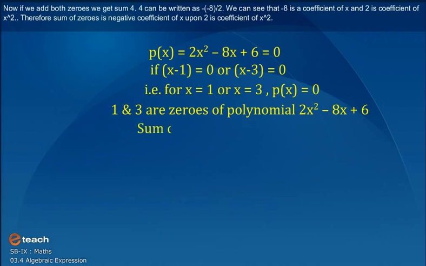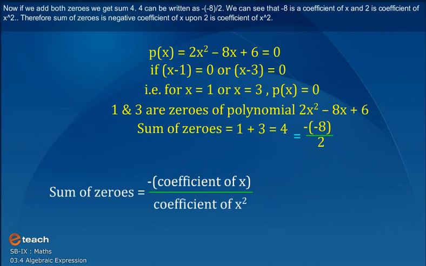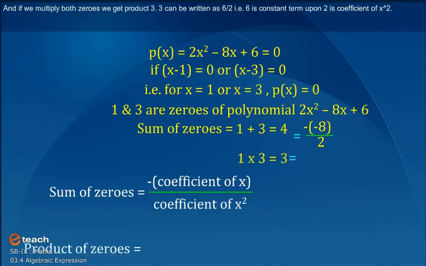Now, if we add both zeros, we get the sum 4. 4 can be written as minus of minus 8 upon 2. We can see that minus 8 is the coefficient of x and 2 is the coefficient of x squared. Therefore, the sum of zeros is negative coefficient of x upon coefficient of x squared. If we multiply both zeros, we get the product 3. Now 3 can be written as 6 upon 2. That is, 6 is the constant term upon 2 is the coefficient of x squared.